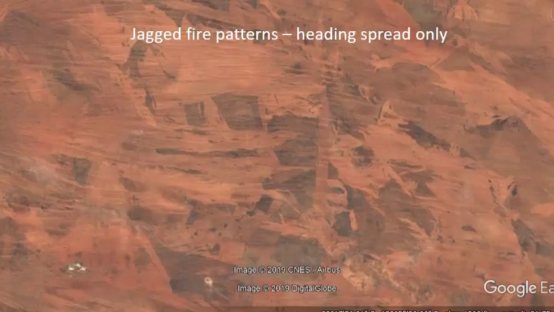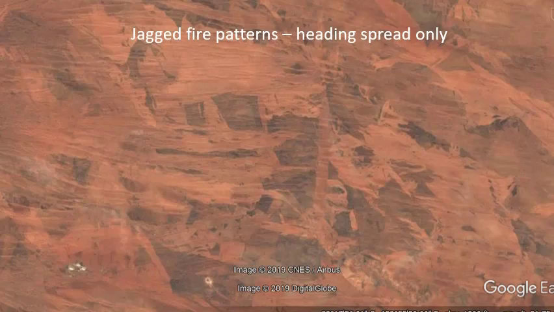And when you look at Google Earth out in these spinifex shrublands in Australia, what you see is very strange fire patterns, burn scar patterns. These are very angular, with very sharp, jagged edges. And the reason is because the fire cannot spread in the flanking direction. If it's wind driven, it will not expand laterally. It will only spread in the heading direction.